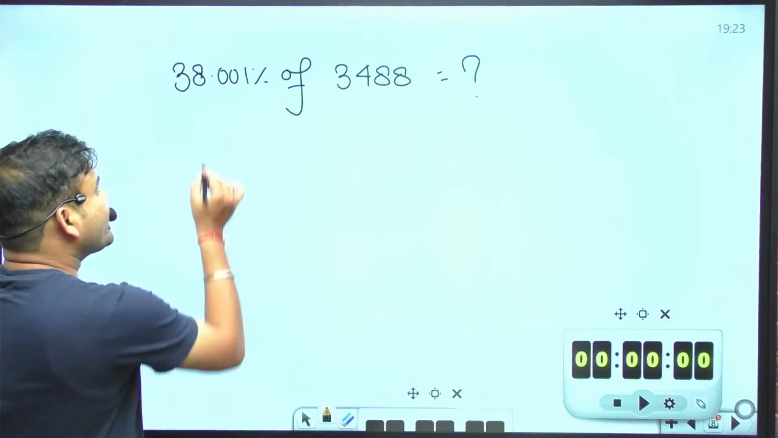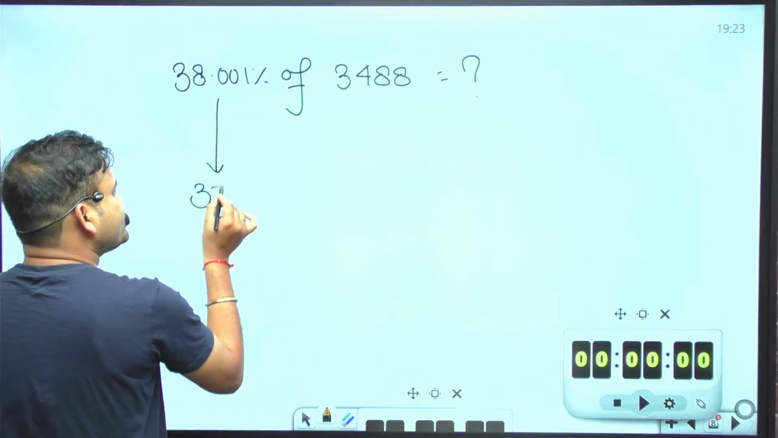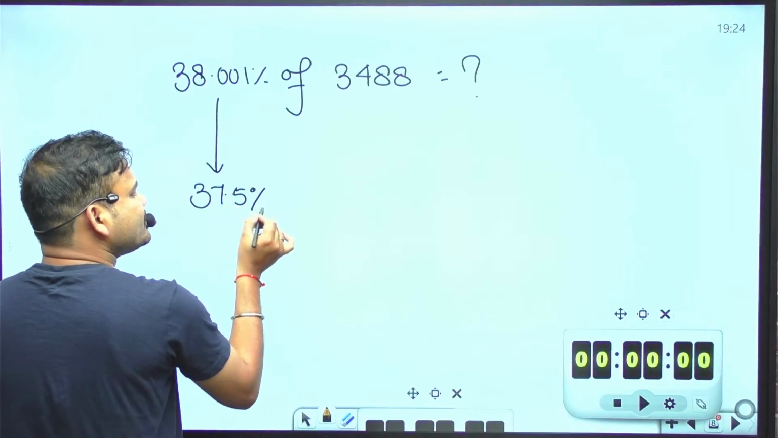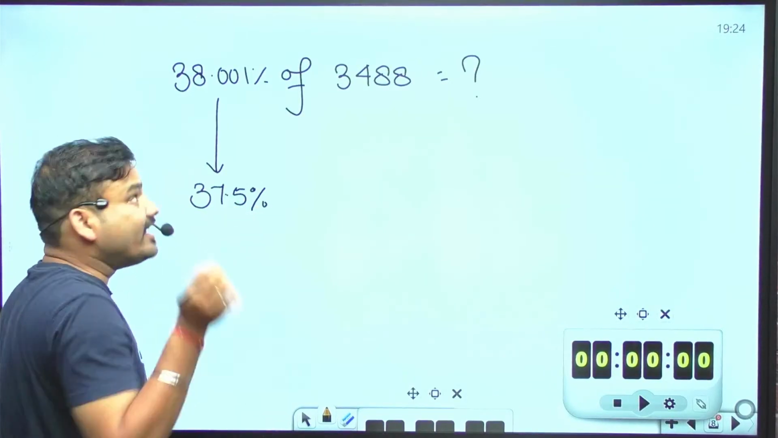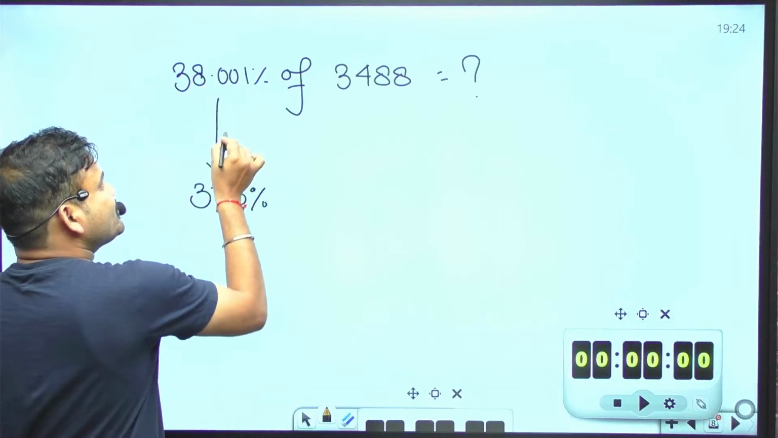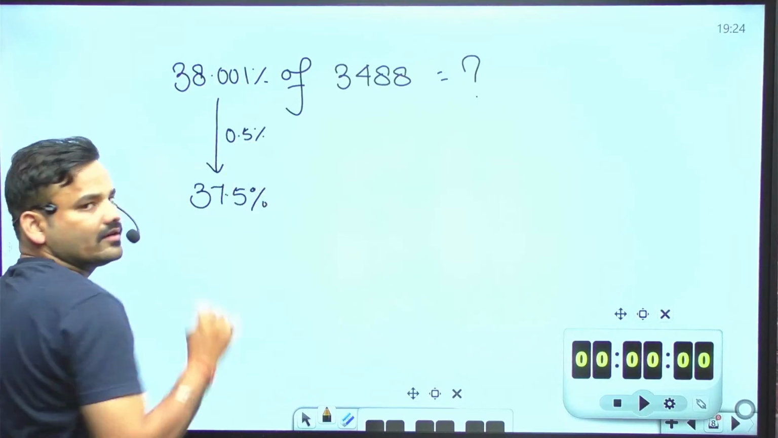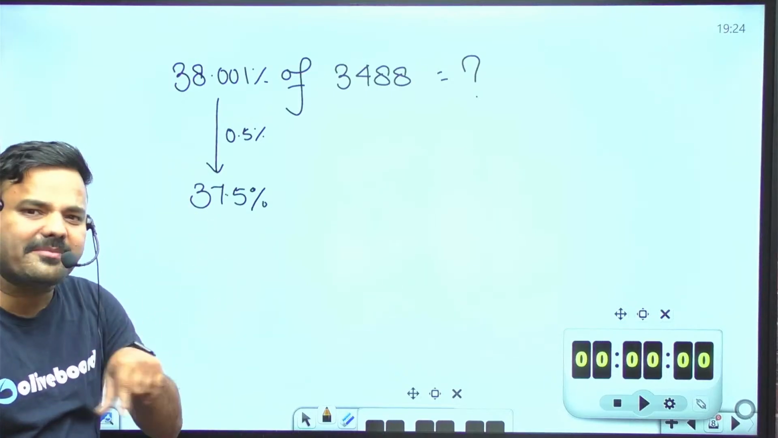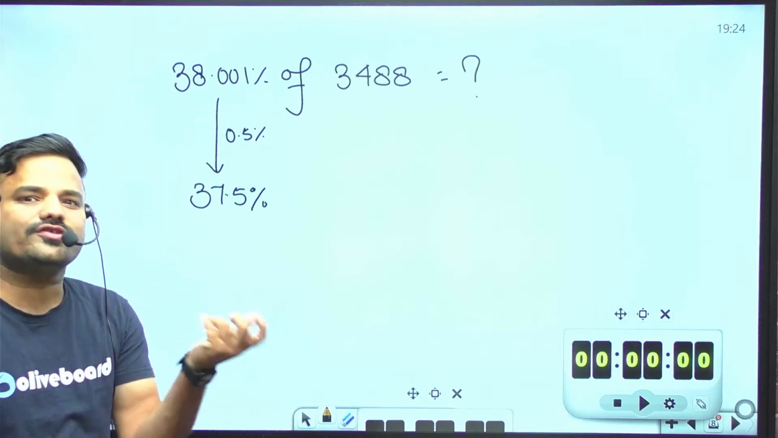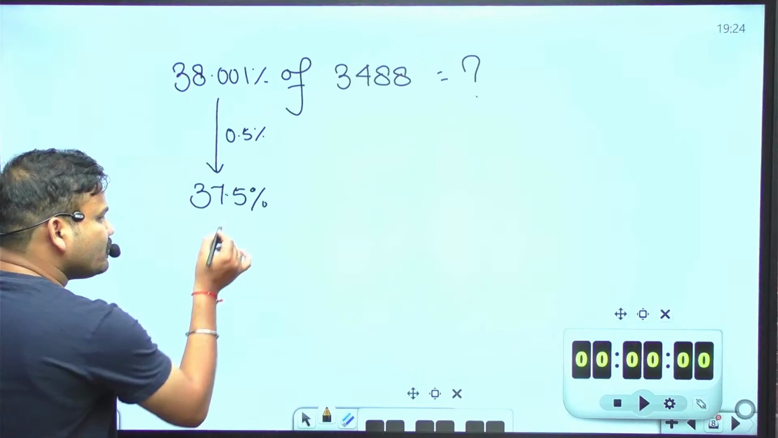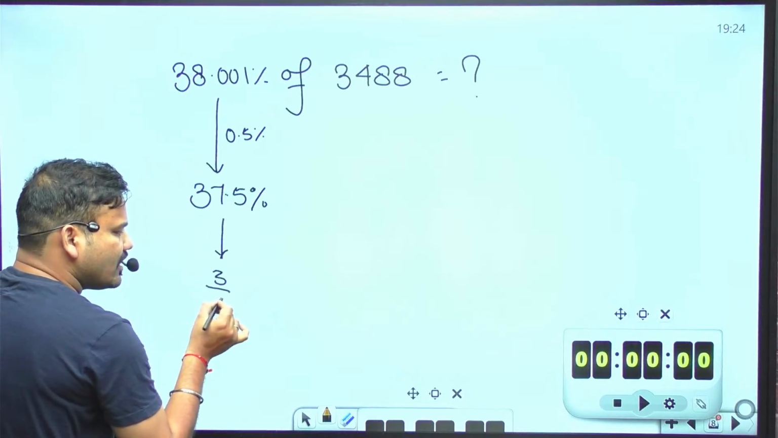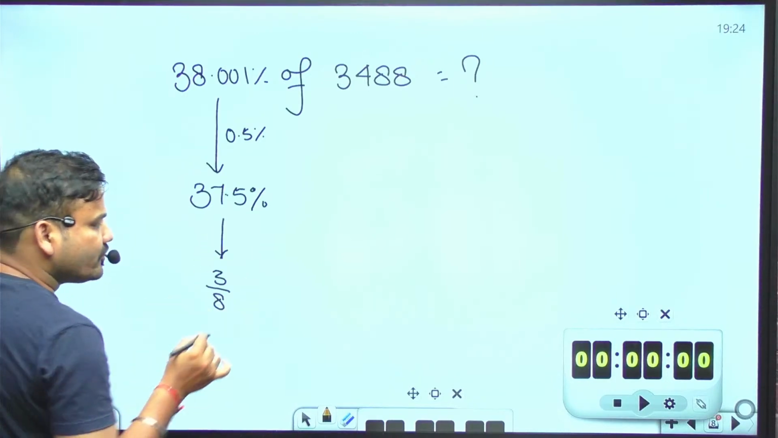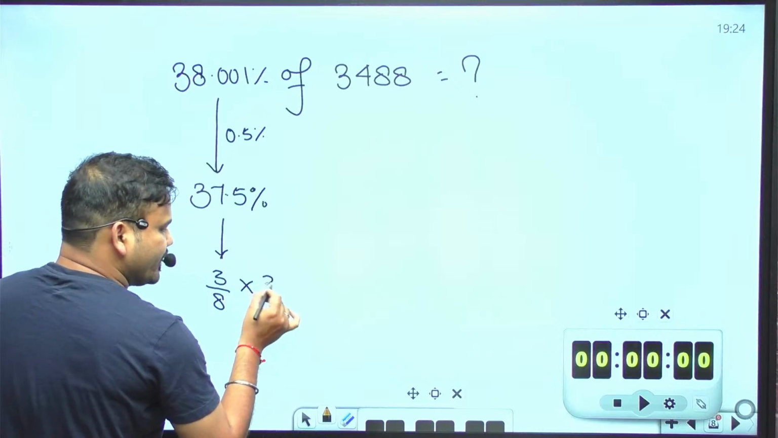But we can also calculate this as 37.5%. We can write this as 37.5%. This is a known value, and we know that we are making a deviation of 0.5%, isn't it? We were asked to calculate 38%, but I am calculating 37.5%. Why am I calculating 37.5%? Because it's a known value. It is equal to what? 3 by 8, half of 75%. So we have to calculate 3 by 8 of 3488.